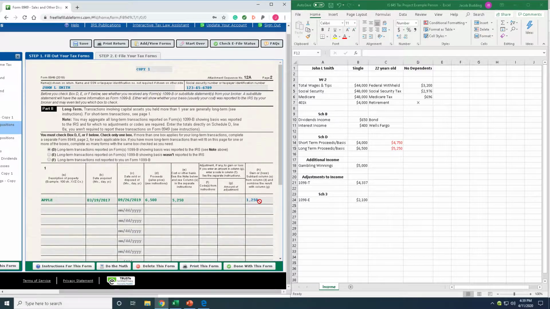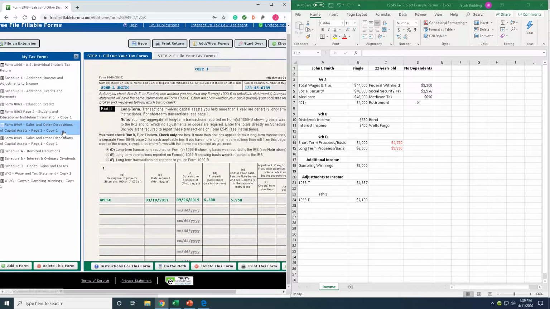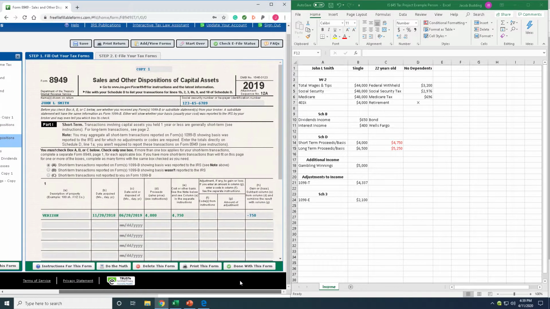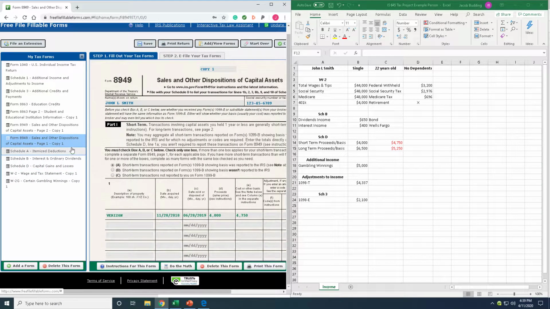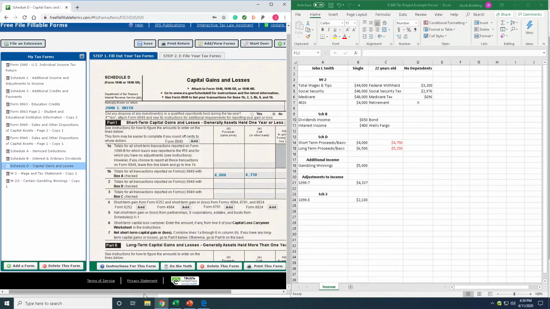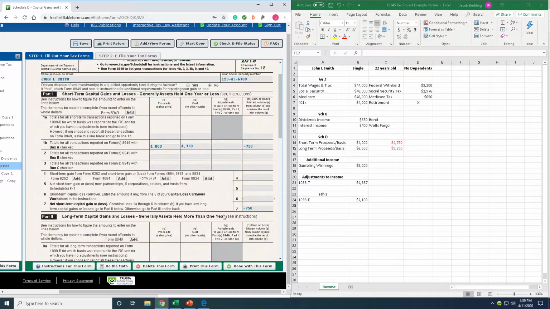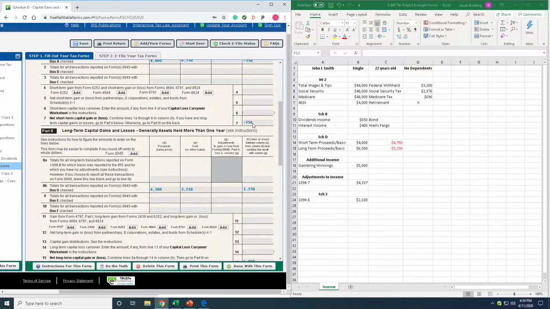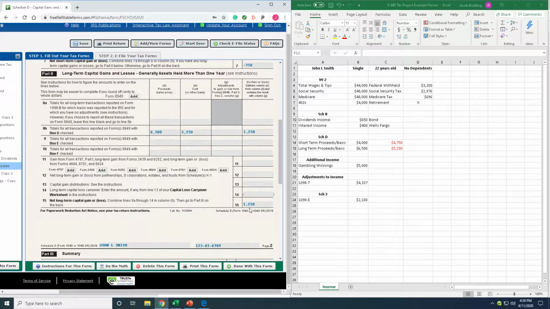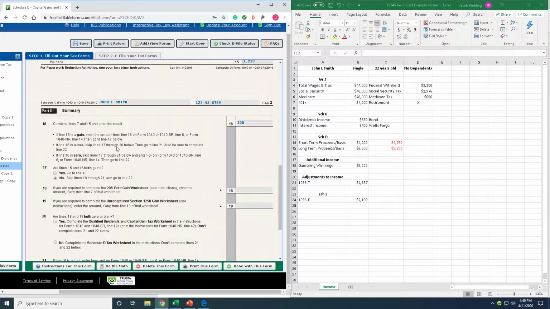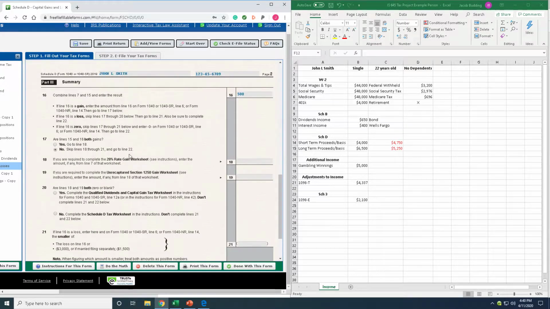So this gain, $1,250, and this loss, $750, will now go on to Schedule D, which is all auto-populated once you fill out the 8949. As you can see, $750 loss and $1,250 gained. This is where you combine lines 7 and 15. As you can see, it does it all for you. $500 of gain.